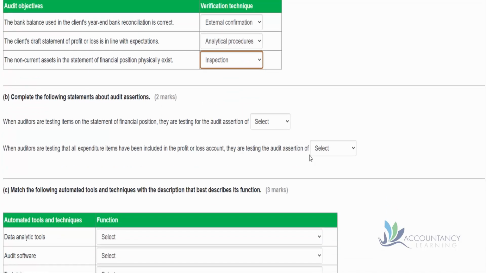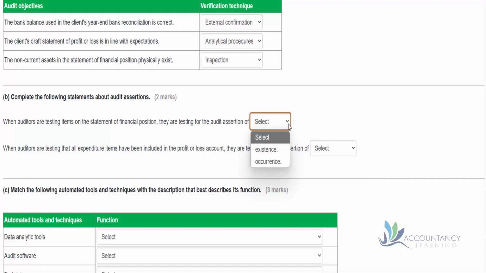Then we need to complete these statements. When auditors are testing items on the statement of financial position, they are testing for the audit assertion of, well, there could be all sorts of assertions here. So I think we need to look at the list here. So existence or occurrence. Okay, so this is a bit of an annoying thing in the international standards on auditing because these two assertions are basically the same.